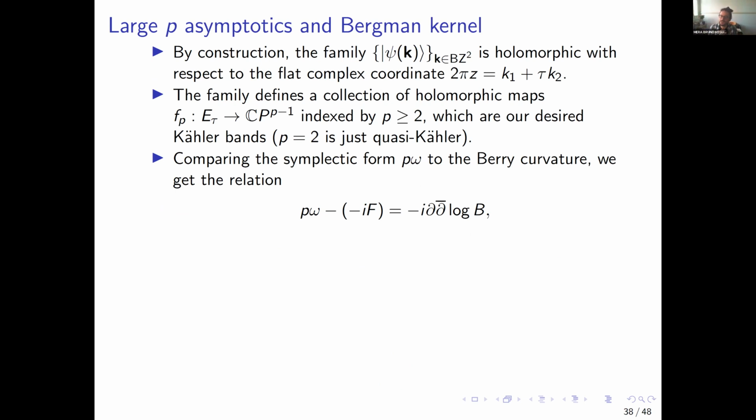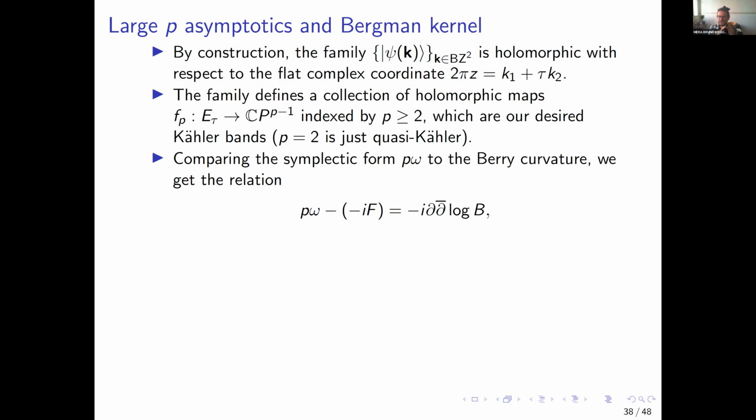In some sense, the first question you ask is that you are creating bands which have Chern number p, which is a very high Chern number, and you want p to go to infinity. But the point is that we know that the Landau levels have Chern number 1. Each Landau level has Chern number 1. And what happens is that this map will descend to a smaller torus, and when you do the quotient, it has Chern number 1. That's the idea.